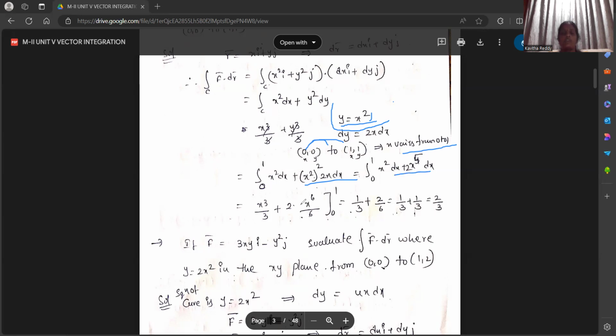After integration, the integral of x square is x cube by 3, plus 2 into x to the power of 6 by 6. Applying the limits 0 to 1, you get the answer 2 by 3. If you work with respect to y, taking x equals root y, you will get the same answer. Okay, this is how to find the line integral along the curve y equals x square.